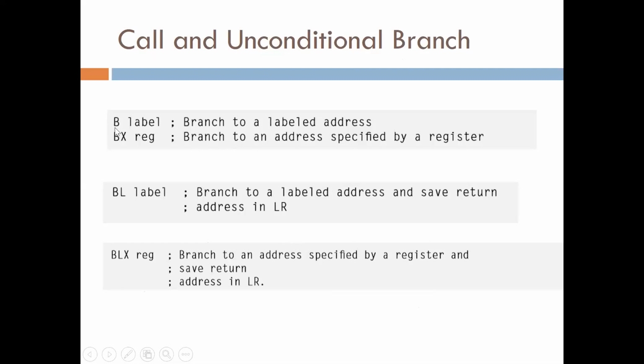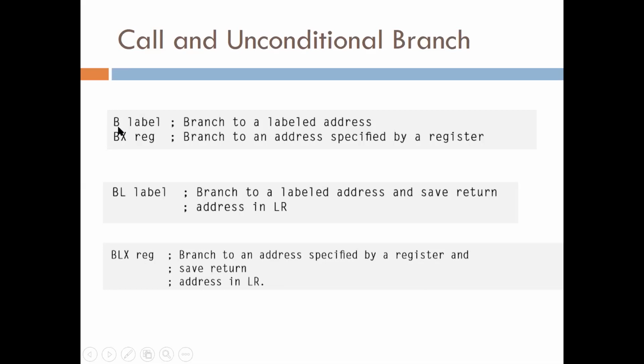So the first instruction under unconditional branch is B label. B stands for branch to label. There is no condition checking here. As soon as the processor executes this instruction, it just branches to the label and continues the execution from the labeled address.